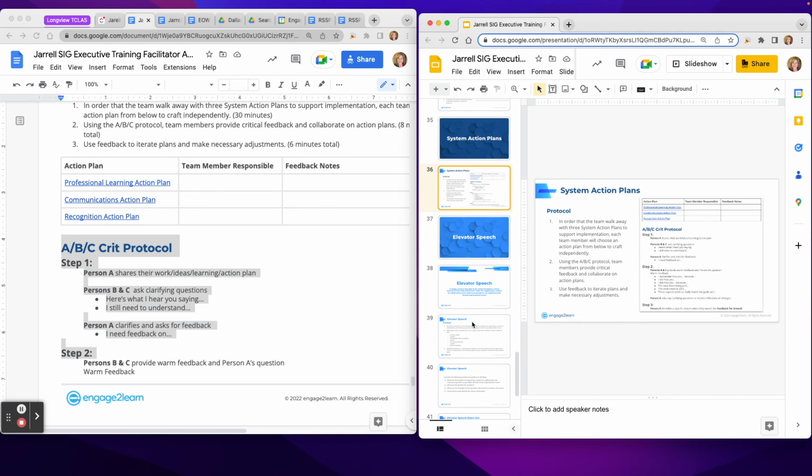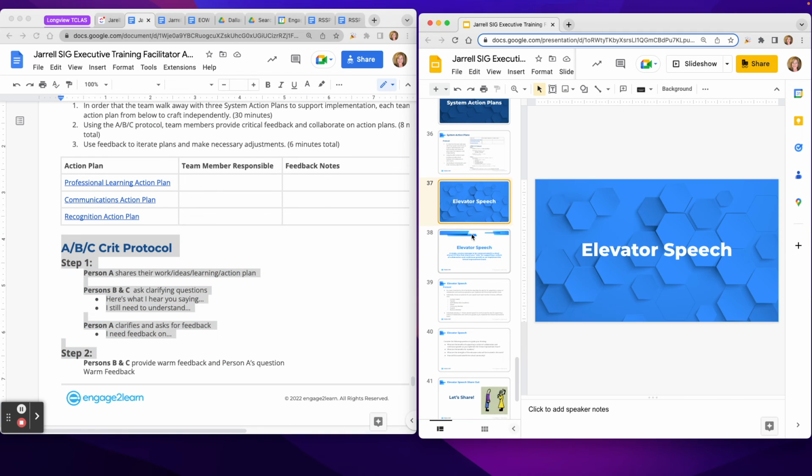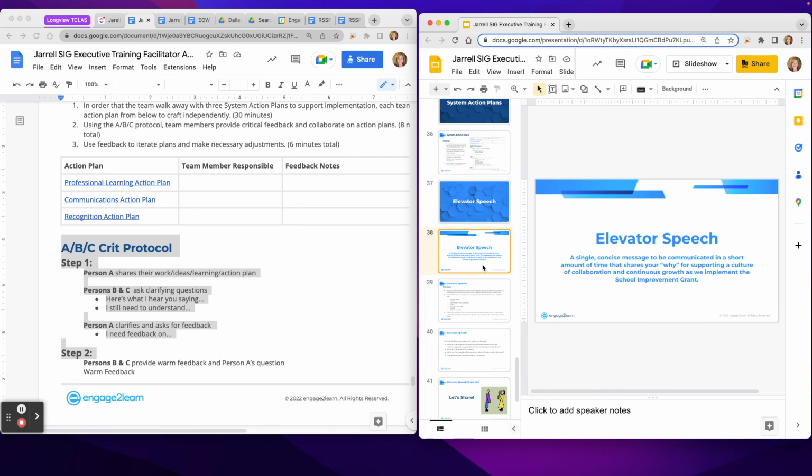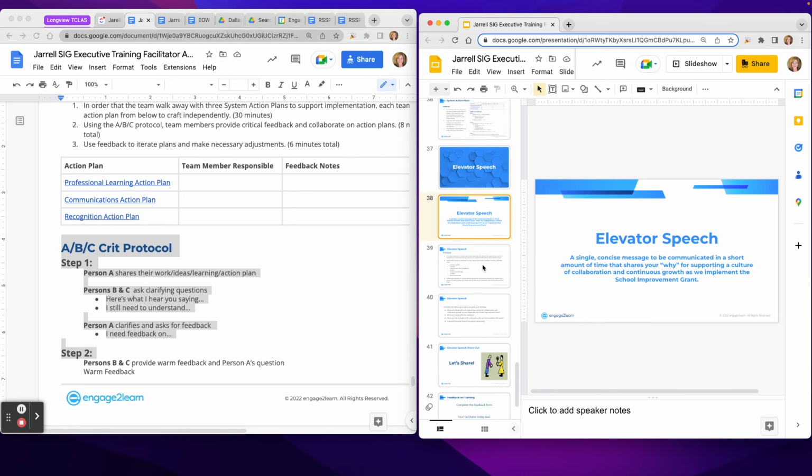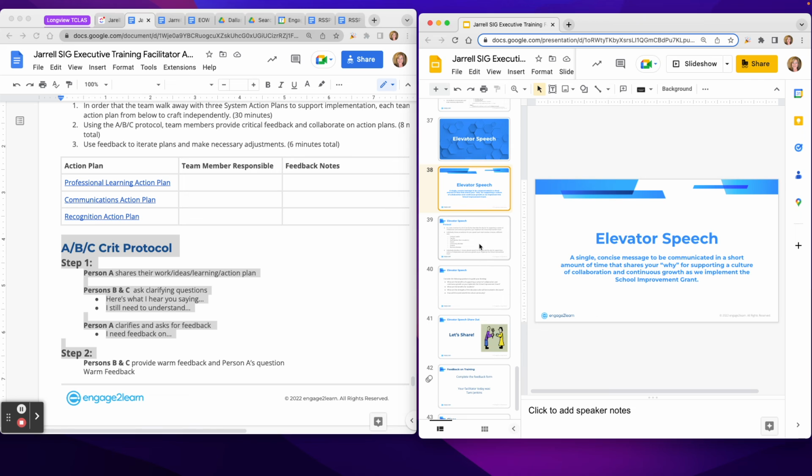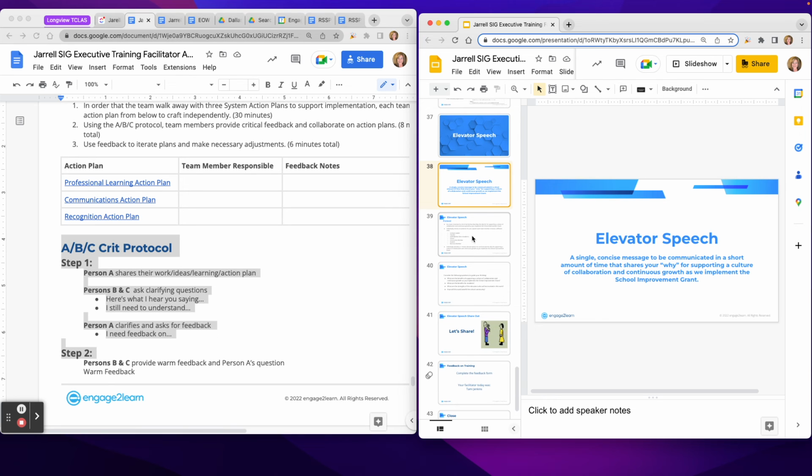Finally, we are at the elevator speech. This will be the end of their 4-hour period. An elevator speech. I think maybe you have led this before. It's a great little opportunity for them to come up with a 30-second pitch for their why for supporting a culture of collaboration and continuous growth as they implement the school improvement grant. There's been a lot going on during this session to help them prepare for this.